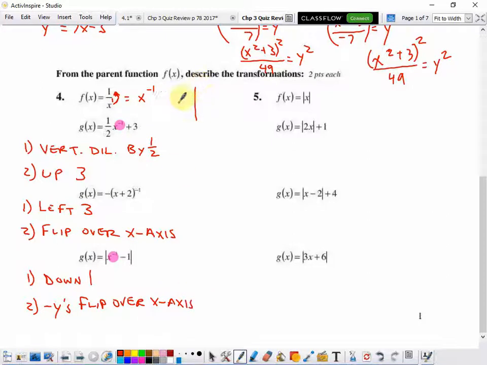So this original function would look approximately like this. When I shift that function down 1 unit, now it looks like this. And then when I do the absolute value, anything that's below the x-axis is going to have to flip over the x-axis. So it's going to look about like this on the right side, and all this on the left side is going to flip over the x-axis. So it's going to look about like that.